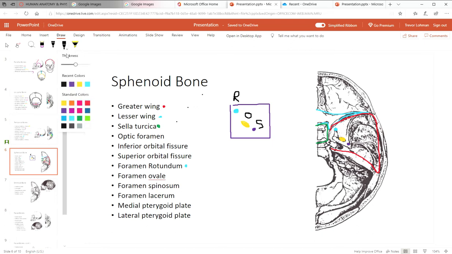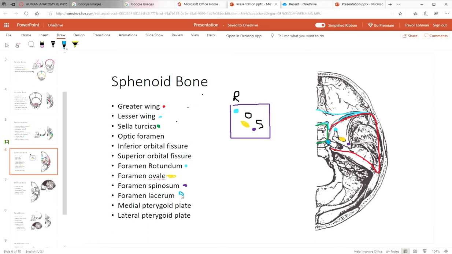All right, oops, and I did not color code my letters here. ROS. Foramen lacerum, this is that foramen that the carotid canal actually empties into. So it's right here. And that is a terrible circle. I'm embarrassed that you guys saw that. I'm sorry.